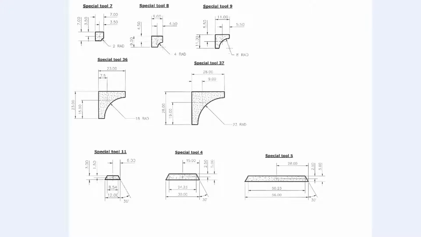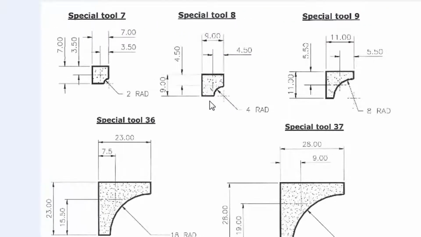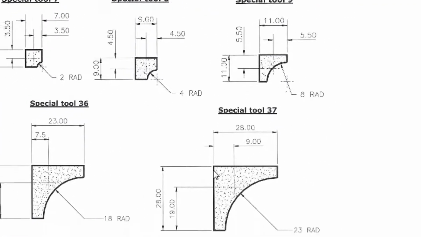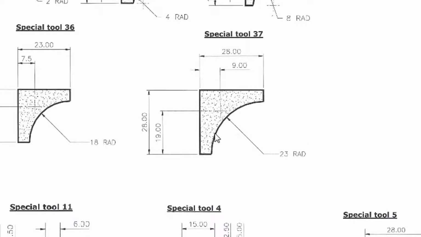What I'm going to focus on today is the RAD and tag tools and a little bit of CAD drawing. With the RAD tools, we've got 5 different sizes of RAD tools we use. Special 7, which is the smallest, which has a 2mm RAD. Special 8, which has a 4mm radius, and the Special 9, which has an 8mm radius. The larger RAD tools we have is Special 36, which has an 18mm radius, and the largest one we use is Special 37, which is a 23mm radius.